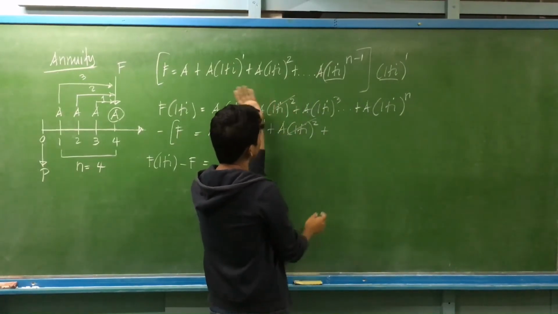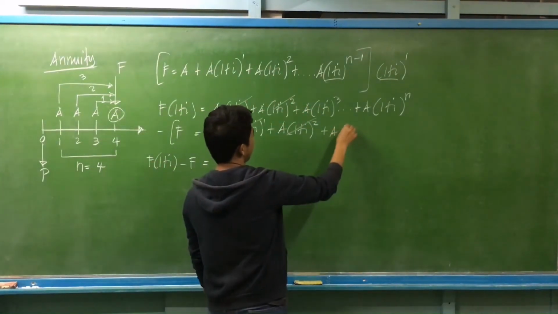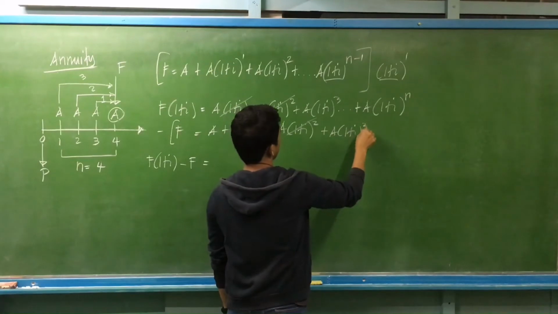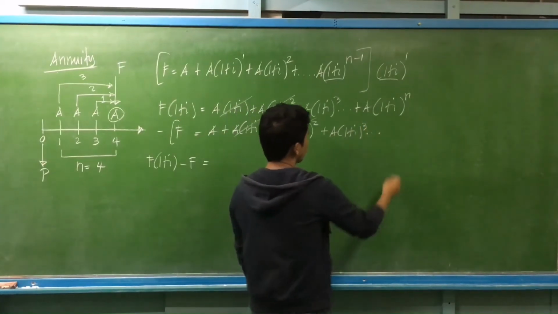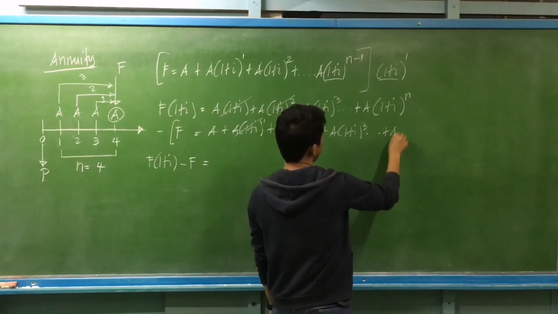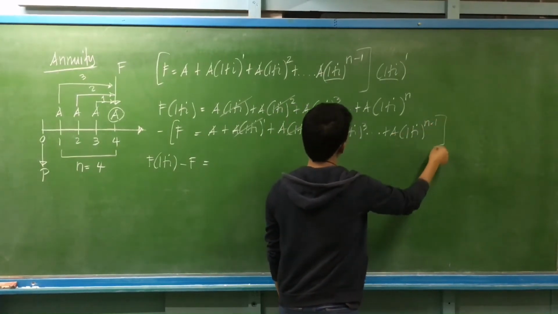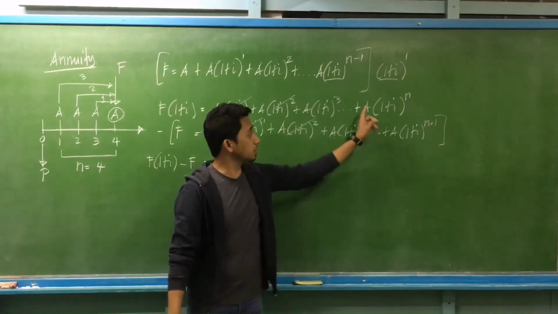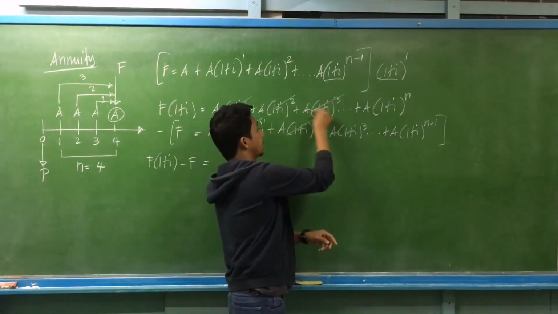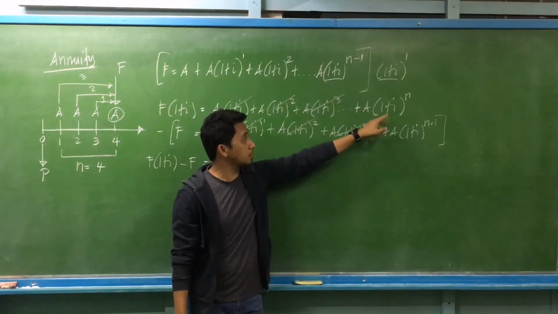Okay, as you can see, if we are to write every term up to n, this is the same as A, A times 1 plus i, A times 1 plus i raised to 3, and so on. So what will be the term just before A divided by 1 plus i raised to n minus 1? Let me cancel these terms. What will be the term just before A times 1 plus i raised to n?